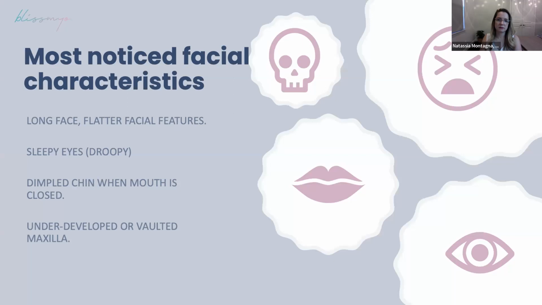Okay, I talked about this. The most noticed facial characteristics are the long face, flatter features, sleepy eyes, droopy eyes. The dimpled chin when the mouth is closed. So at rest, their chin is all dimpled because this muscle right here, called the mentalis muscle, is working really hard to keep the lips sealed. And it will have a high vaulted palate.